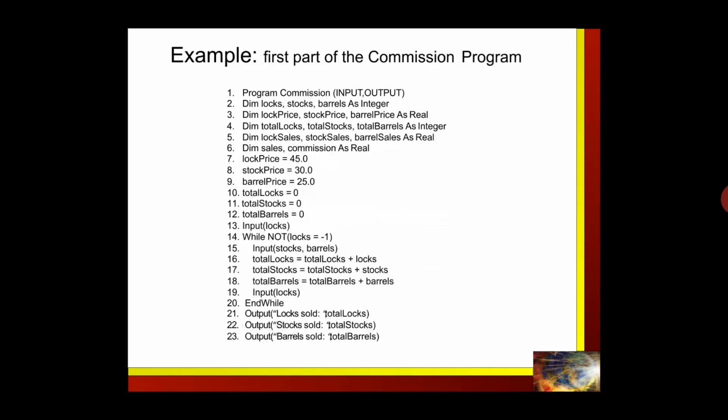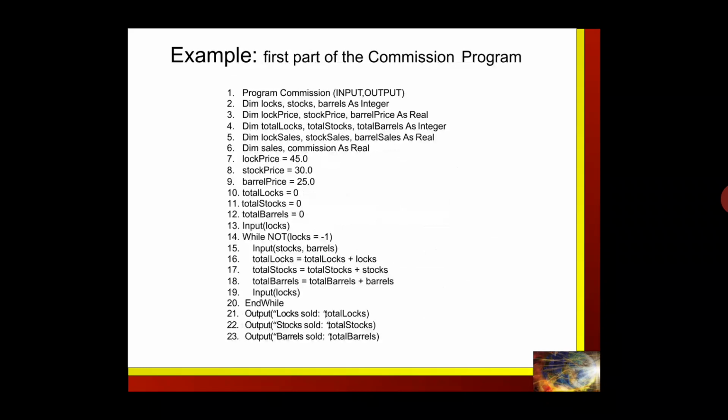In the second statement, I declared logs, stocks, barrels as integer. In the third statement, I declared log price, stock price, barrel price as real. In the same way, I declared many variables up to line number 6. That's why there is no need to start from line number 1. Line 1 is the function name, and the rest, 2 to 6, is only declaration.